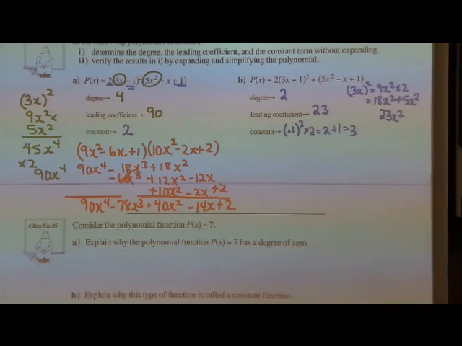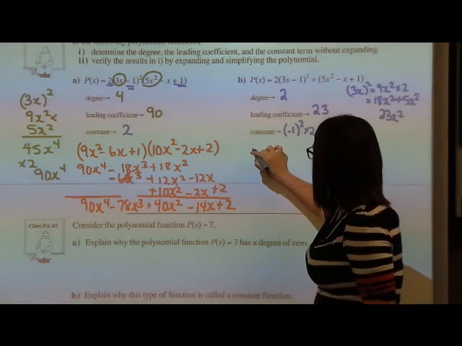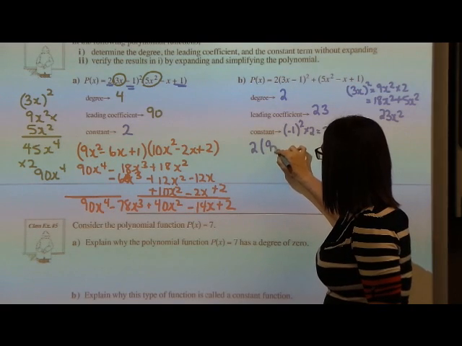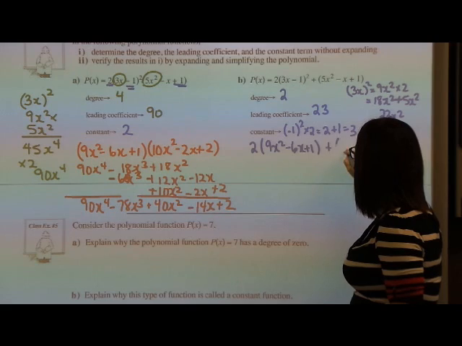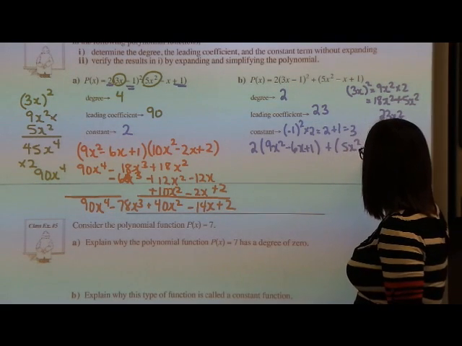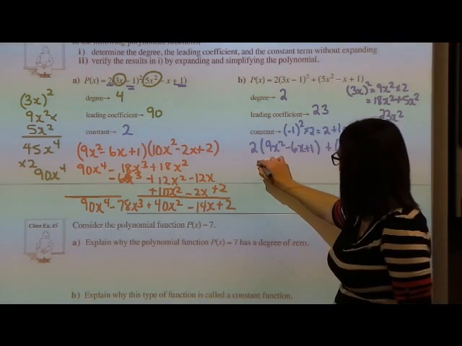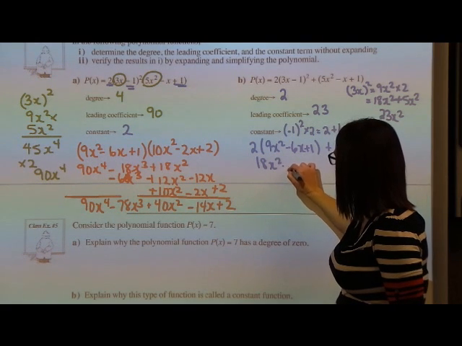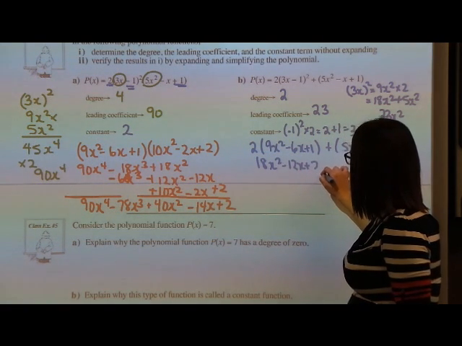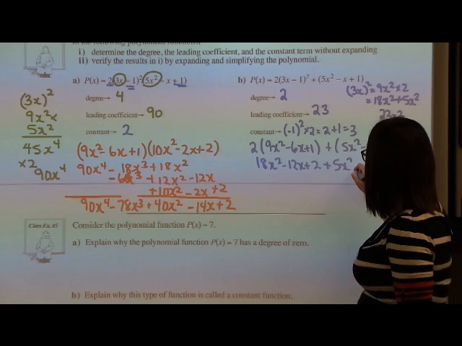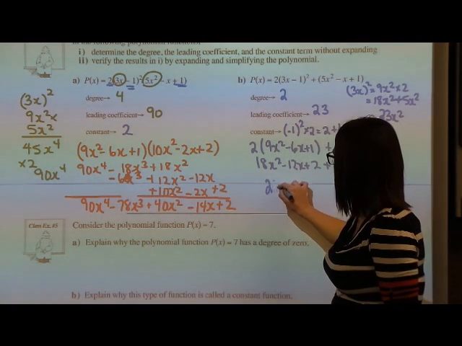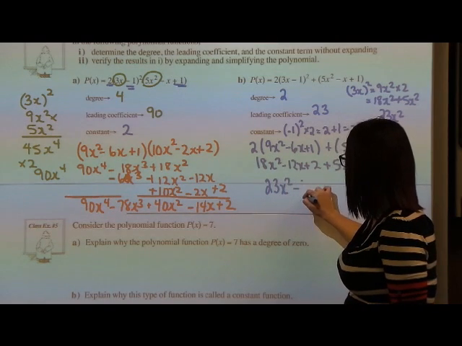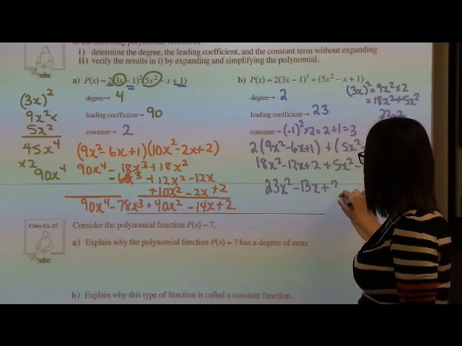So this time when I go to expand it out, I would have 2 times this 9x squared minus 6x plus 1, plus 5x squared minus x plus 1. So I'd multiply the 2 in, remove the bracket, and then collect the like terms. 23x squared minus 13x plus 3.